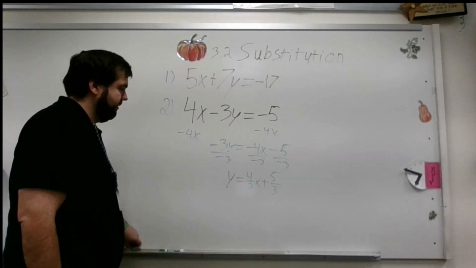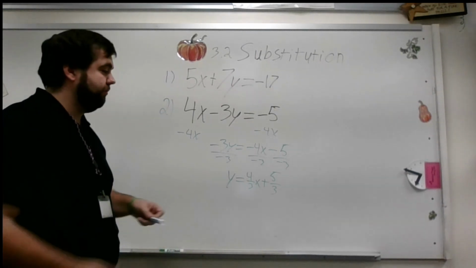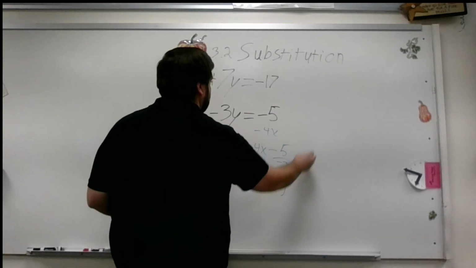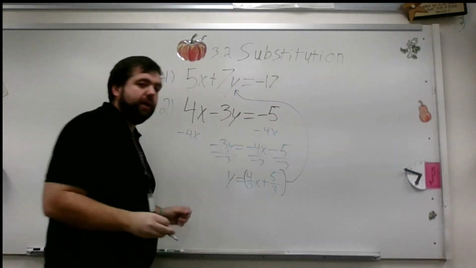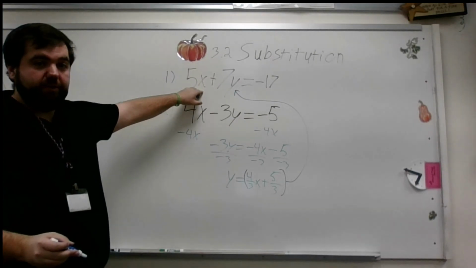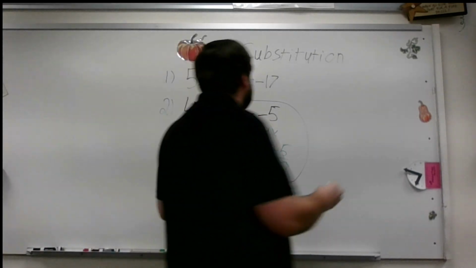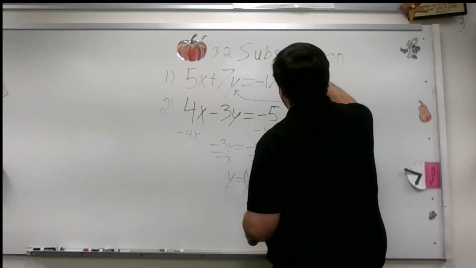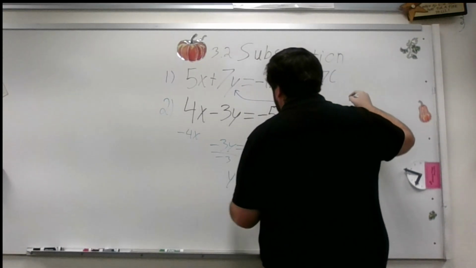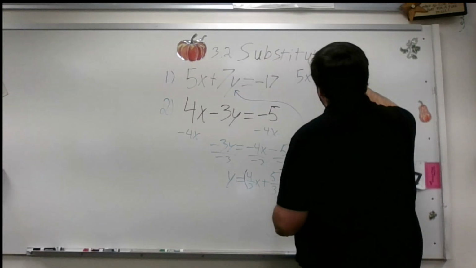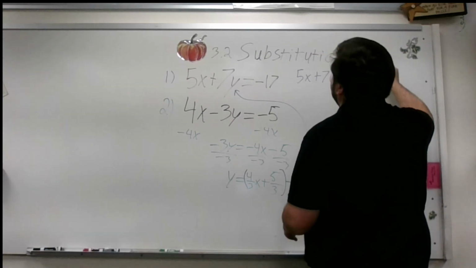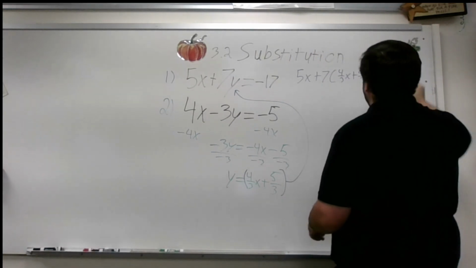Because remember, negative divided by a negative is positive. We now take this y that we solved for, take this stuff right here that it's set equal to, and plug it in for y in the other equation. It has to be the other equation. So, plug that in. We're going to get 5x plus 7 times the quantity 4 over 3 x plus 5 over 3 equals negative 17.